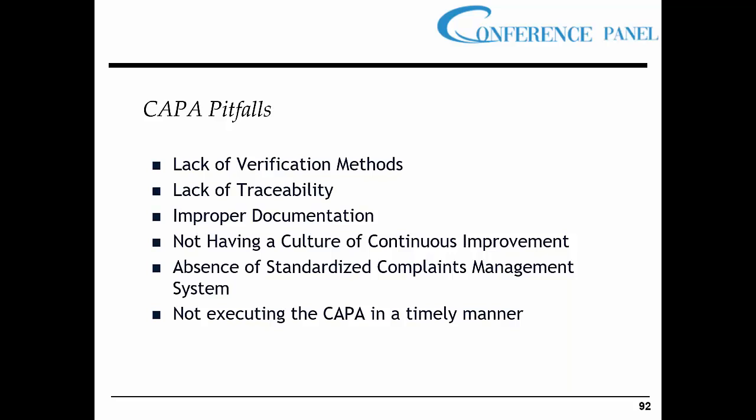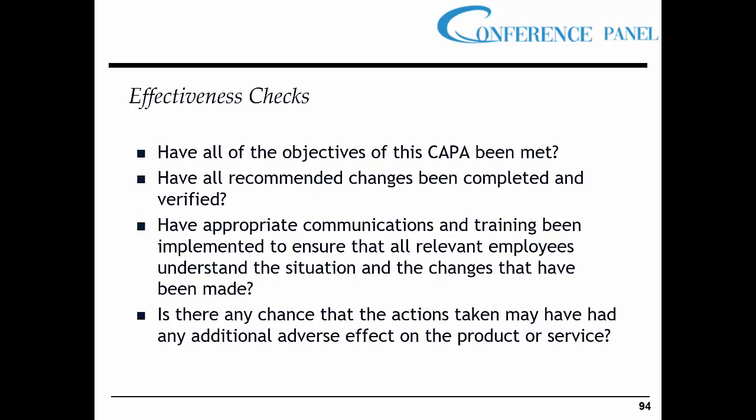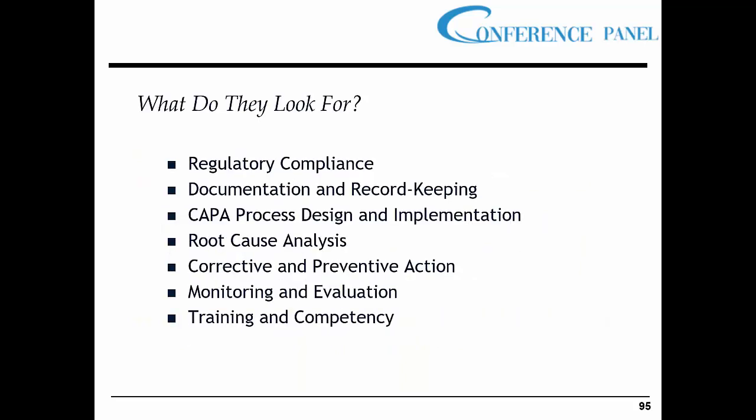A word about effectiveness checks. Have all of the objectives of the CAPA been met? Have all recommended changes been completed and verified? Have appropriate communications and training been implemented to ensure that all relevant employees understand the situation and the changes that have been made? What does the FDA look for?